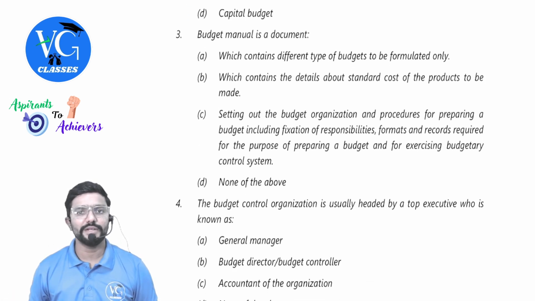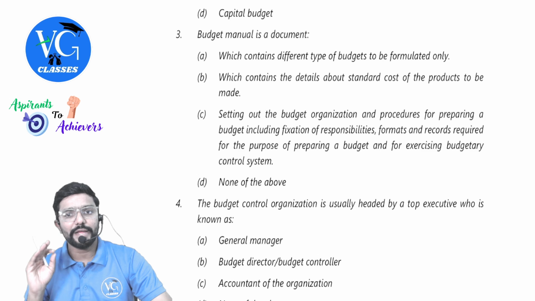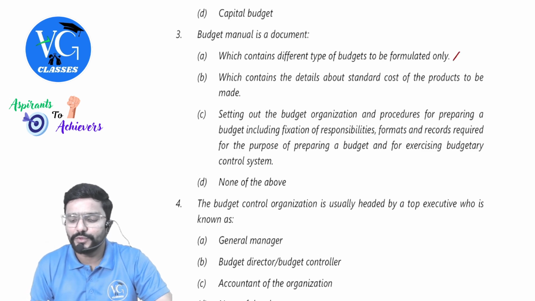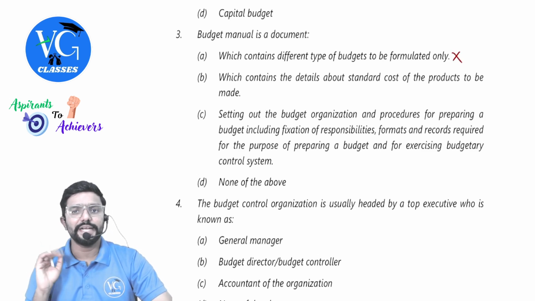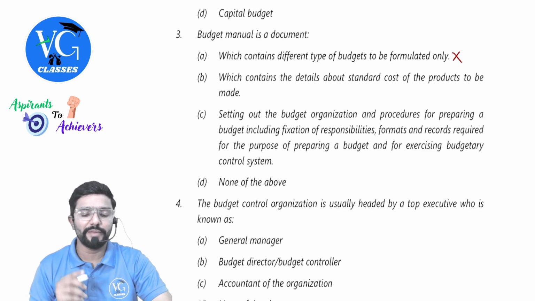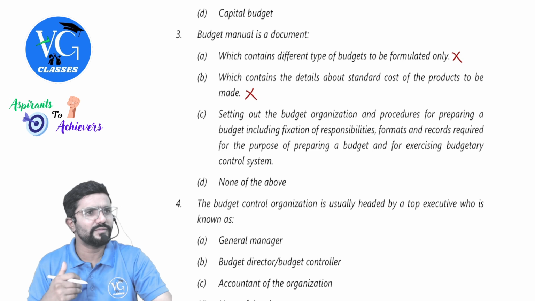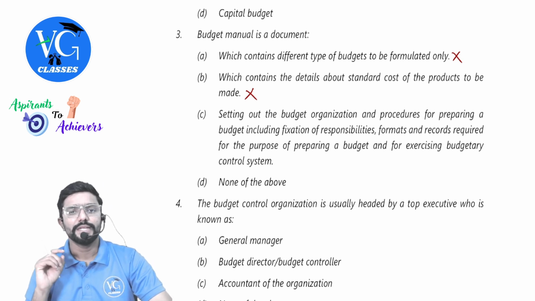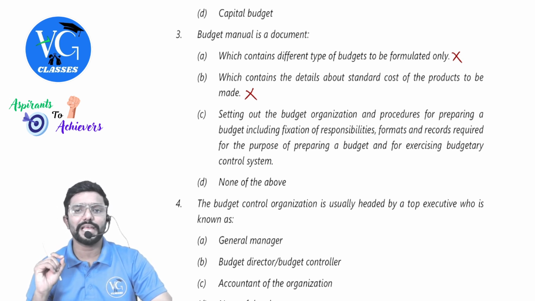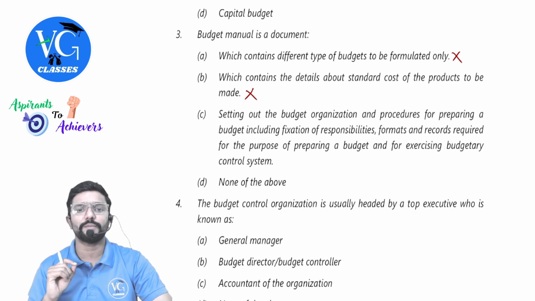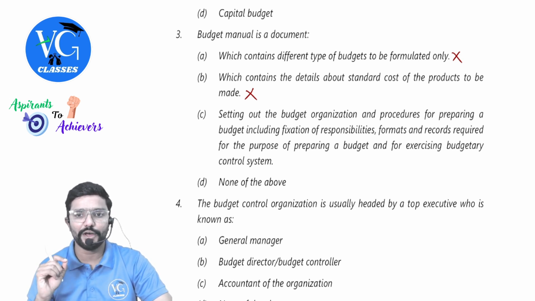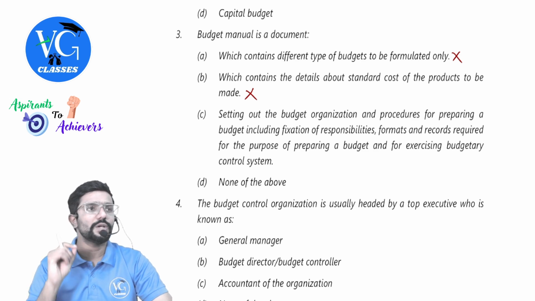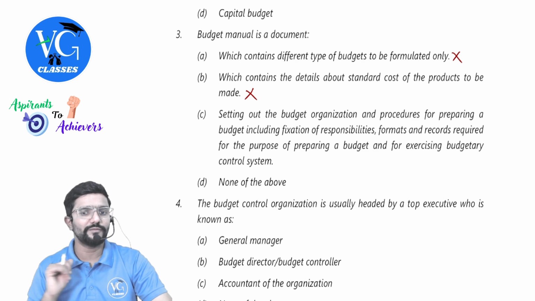Next, a budget manual is a document which contains different types of budget to be formulated only. No. Which contains the details about the standard cost of the product to be made only. No. It might be one of the things, but not completely. Next, setting out the budget organization and procedures for preparing the budget, including fixation of responsibilities, formats and records required for the purpose of preparing a budget and for exercising budgetary control system. Or none of the above.